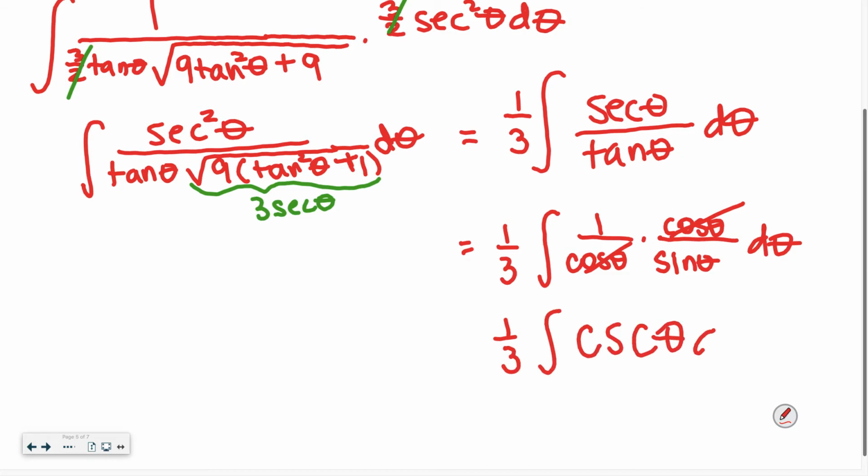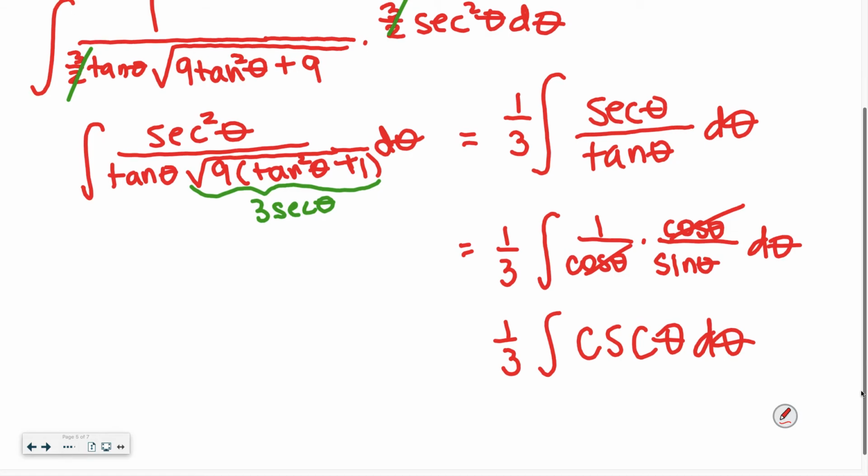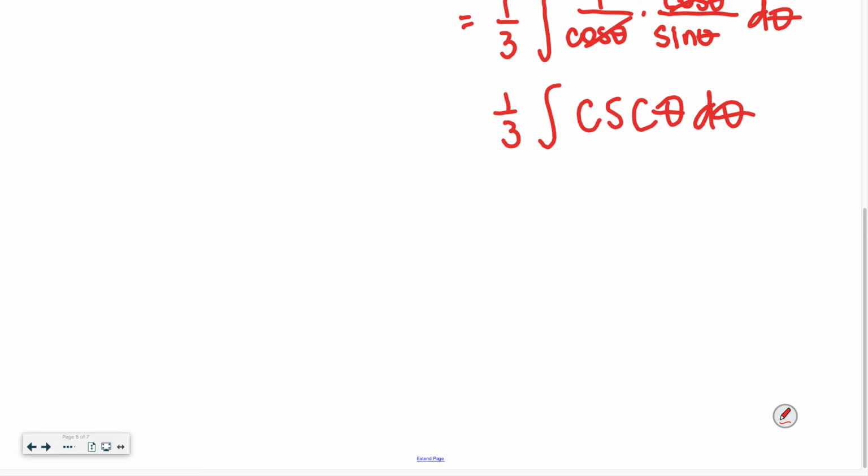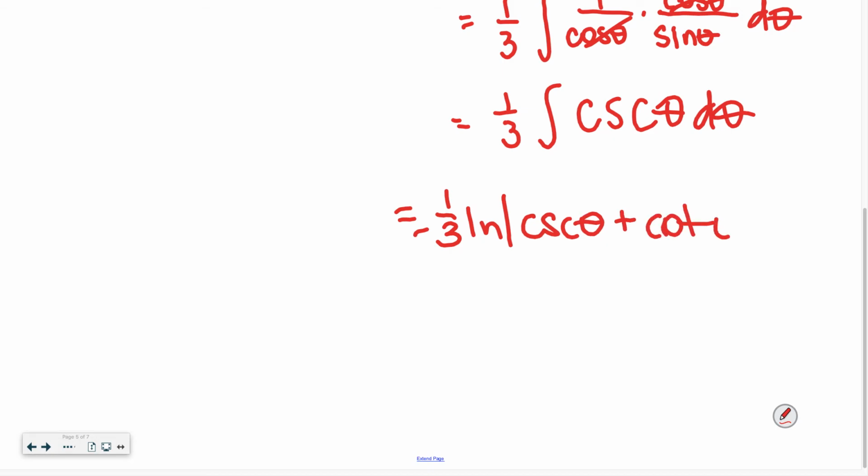Very nice. Now what is the antiderivative of cosecant? That's one you have to look up. So we can't do it on the test. It's negative the natural log of cosecant theta plus cotangent theta.